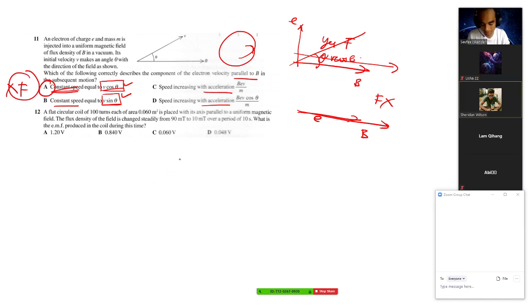I'm not sure what my answer is, sir. My paper is downstairs here. Okay, so it's a circular coil. Circular coil over here, and it has 100 turns.